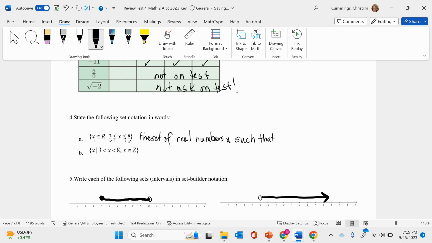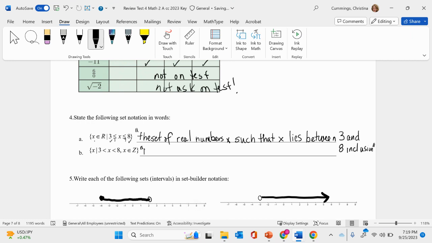Such that X lies between 3 and 8 inclusive. It includes both 3 and 8. Okay, put that in quotes. All right, let's do the last one.